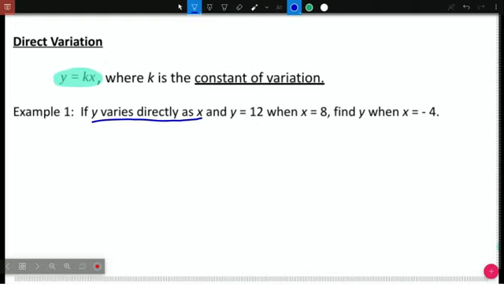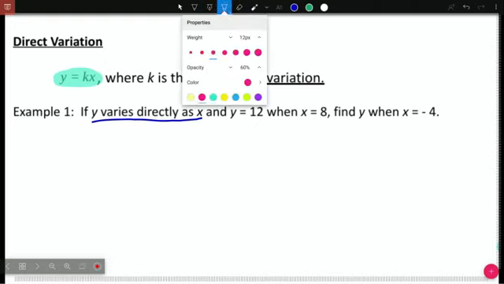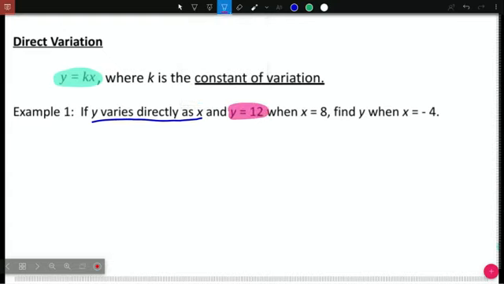So what we want to do with this is basically we're going to take our first x and our first y value here. We're going to use that first x and y to figure out what our constant is, to figure out what k is. Once we know our constant, we can then use that in our next equation to figure out what that missing value of y is.